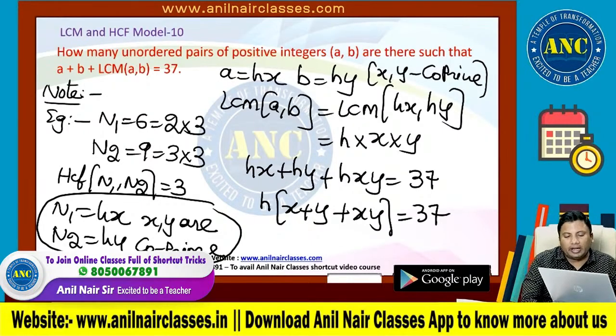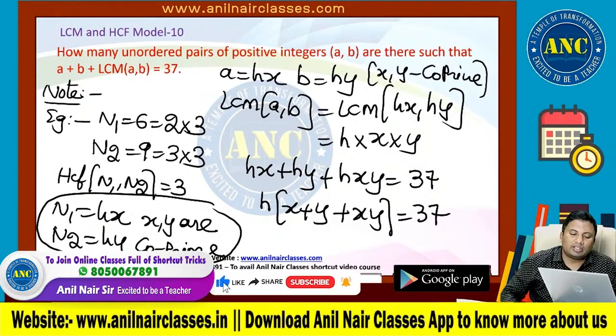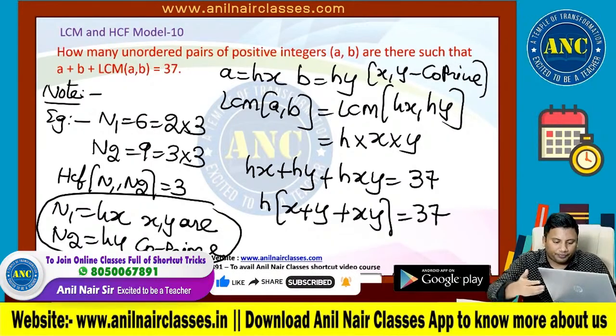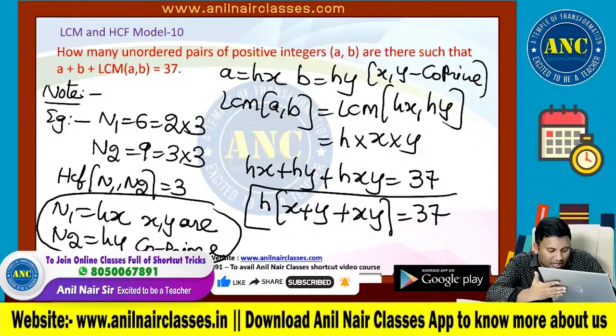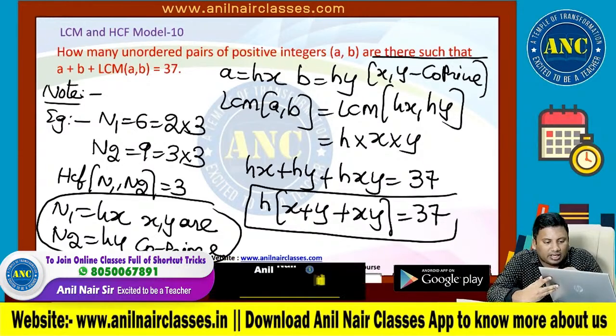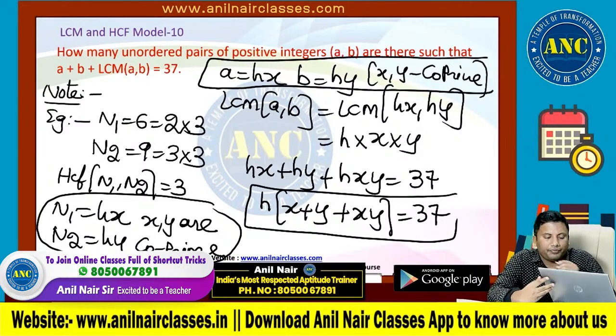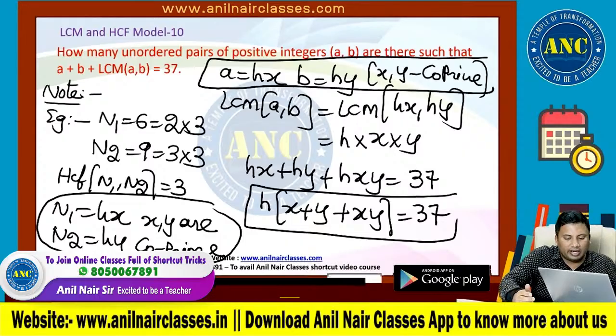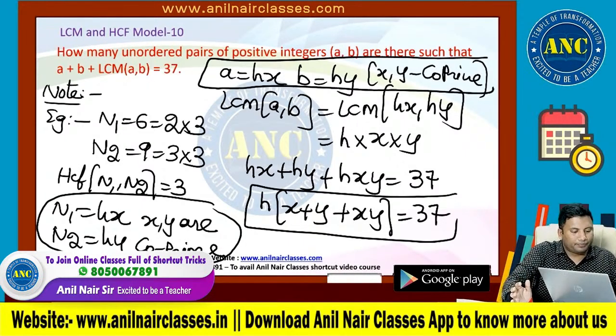Any number can be written as H into X and H into Y. LCM of A comma B is H into XY. This I will take in a new slide. I am converting A and B into H into X, H into Y. Till here it is clear, right? Next one.